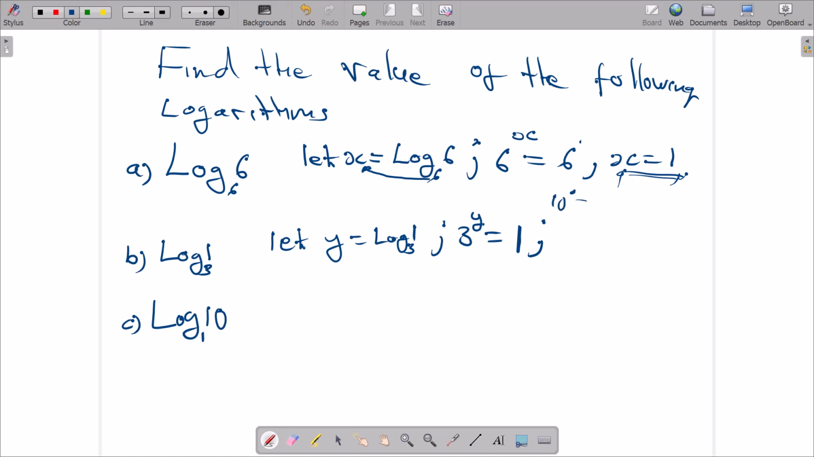10 to the power 0 is equal to 1. 11 power 0 is equal to 1. Any number to the power of 0 is equal to 1.